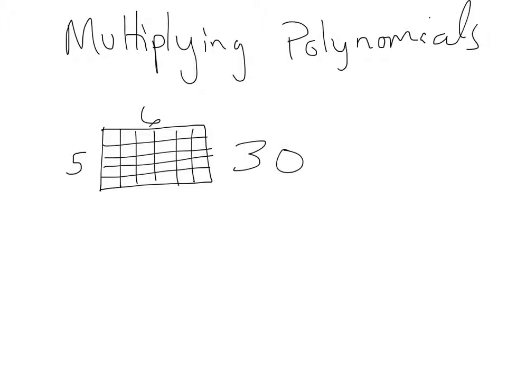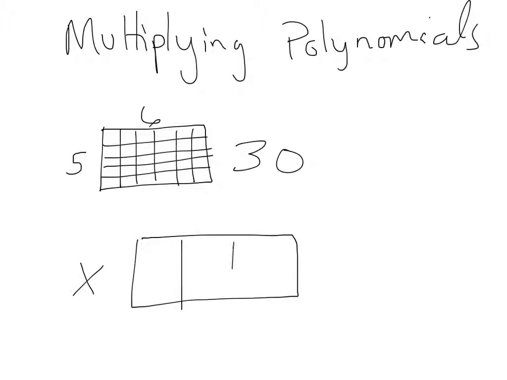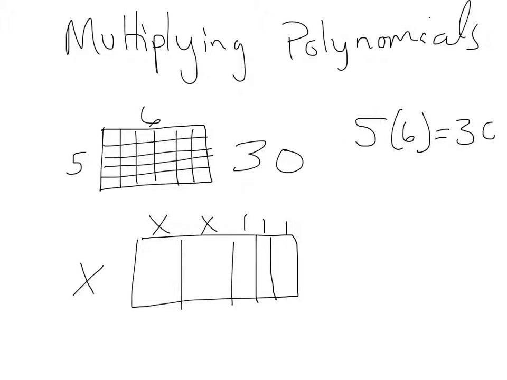Well, what's the difference if you have x by x? Okay. Well, let's go back up top. You've got 5 times 6, and of course that's 30, right? Well, what if you've got x times 2x plus 3?